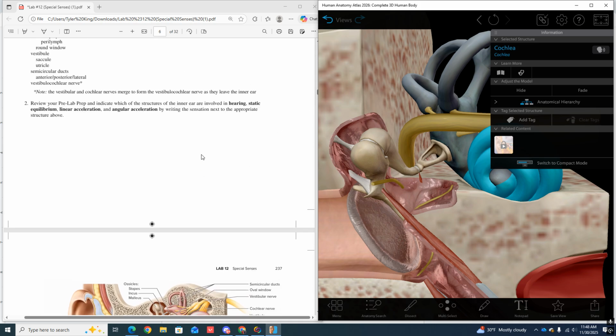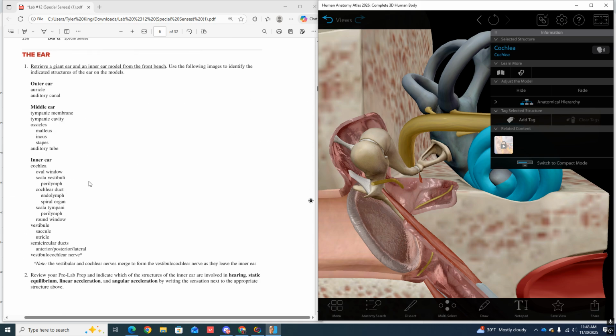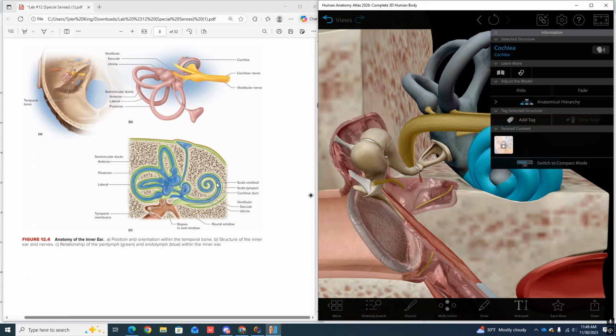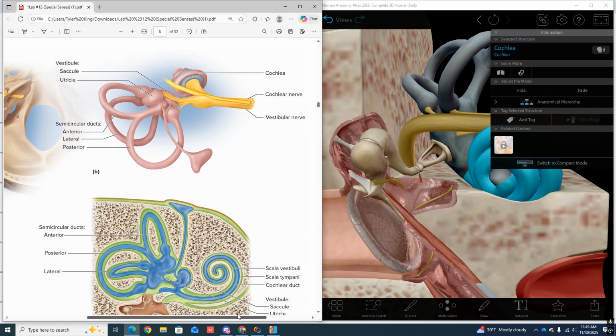So it does that. Come back up here. We have some fancy new terms here called the scala vestibuli, cochlear duct, and the scala tympani, okay? All of these things are three different structures, okay? Three different pathways inside of the cochlea, okay? So let's zoom in here real quick. Zoom in really, really deep.